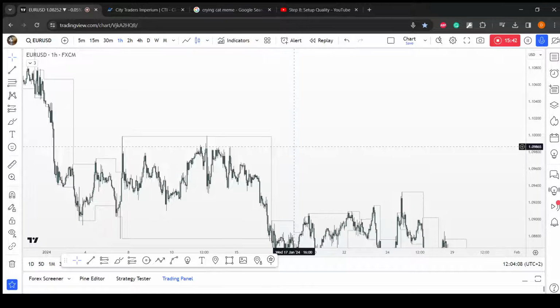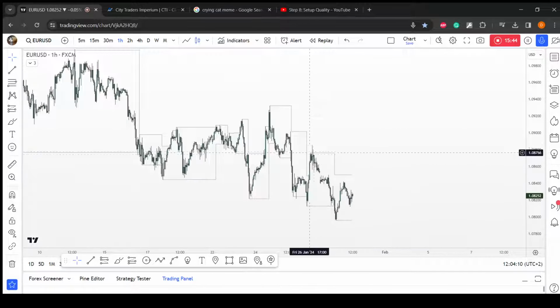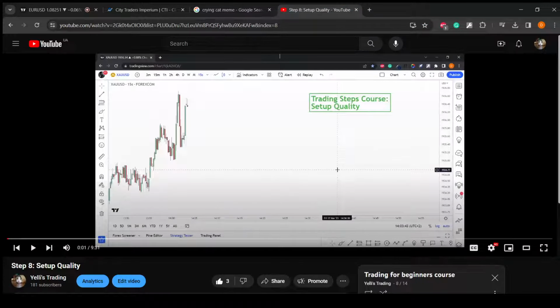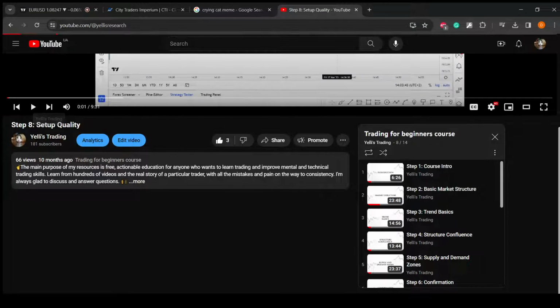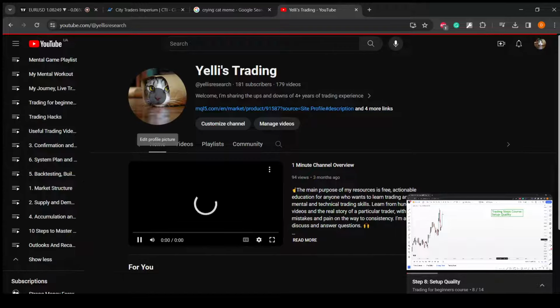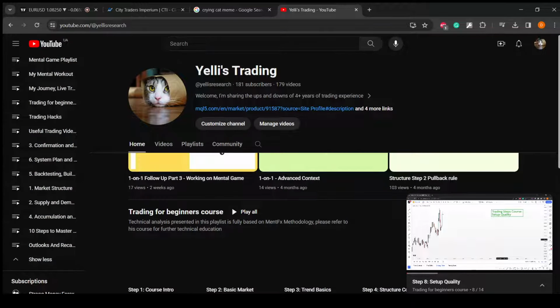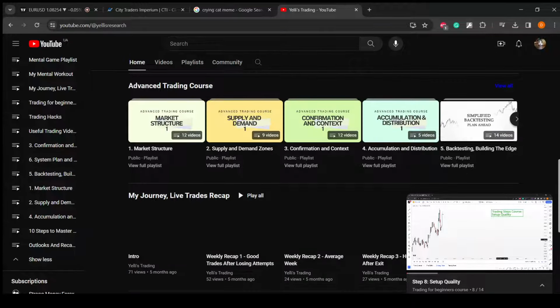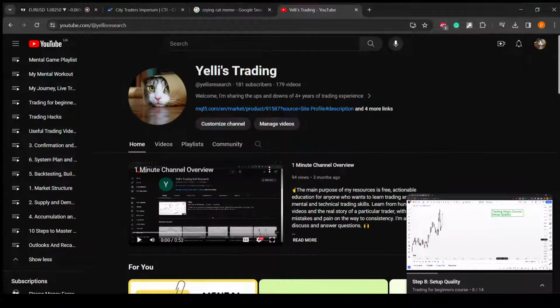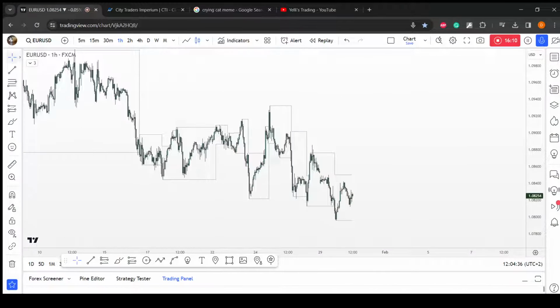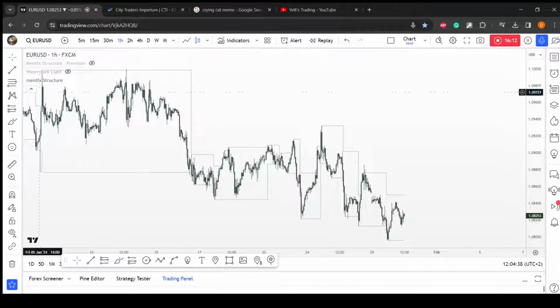So this is how we finish this simple structure for beginners. But again, you can explore more in the Trading for Beginners course. You can explore more in the advanced trading course, and you can have a lot of examples of live trades in my live trades recap. So I really invite you if you are interested in this method. And the indicator is MentFx structure, by the way.